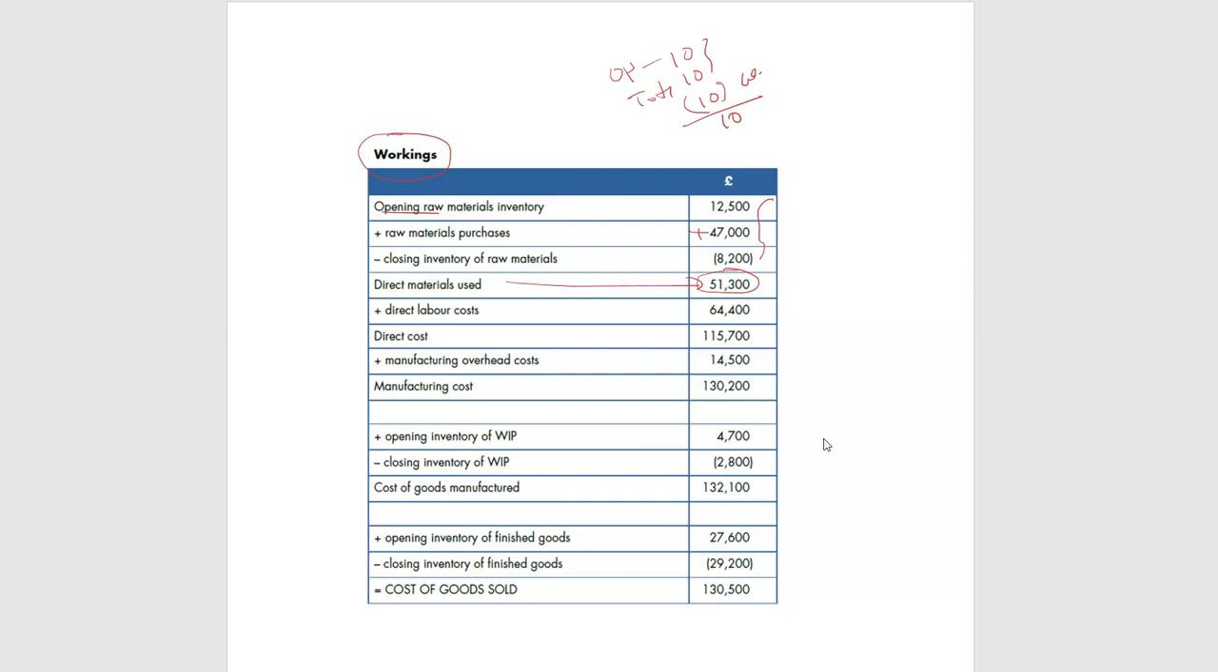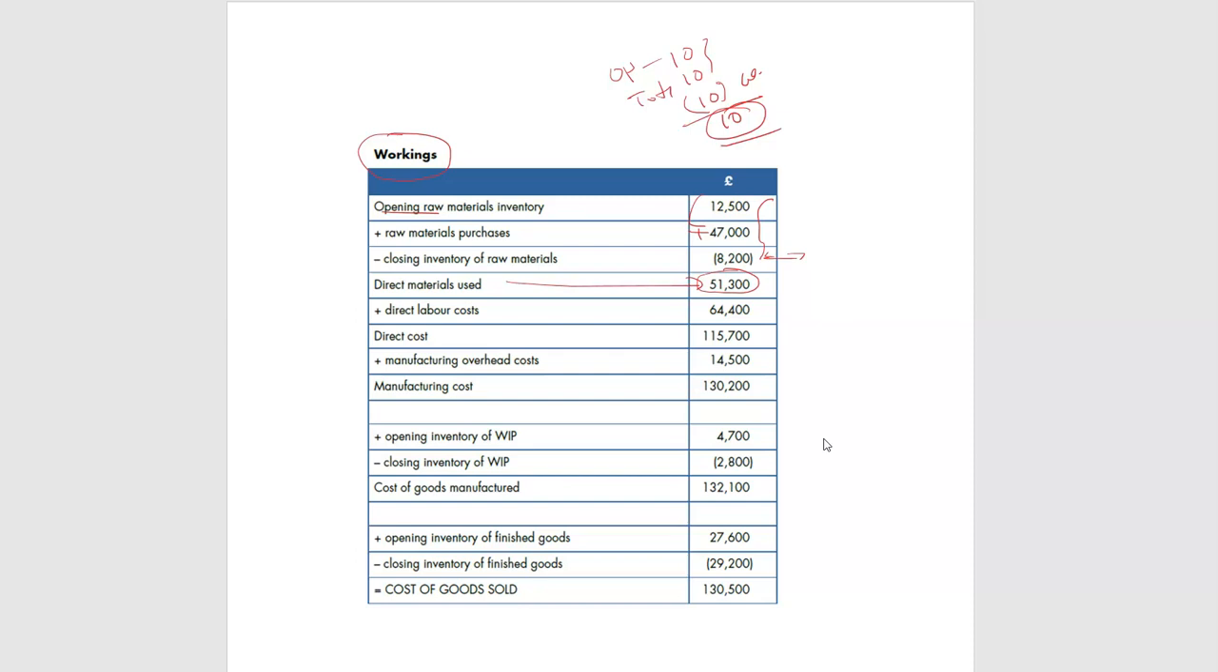Exactly the same thing: you have opening from the last period 12,500 and you purchase some material, so that is the total, and minus the closing because you still have this in stock. So how much you used is opening plus purchase less the closing. Then after that I'm going to use the direct labor cost, that is 64,000.